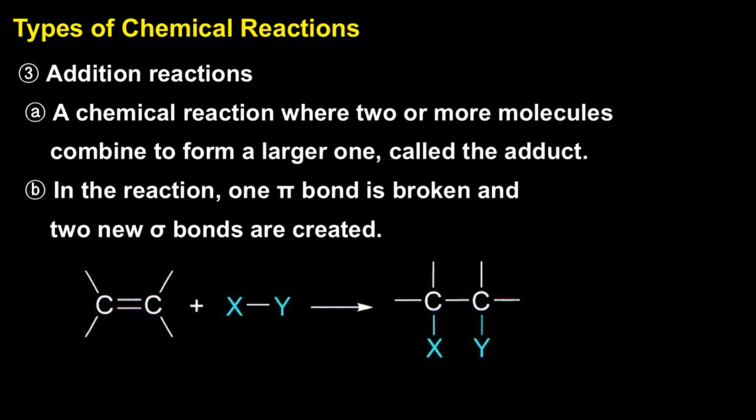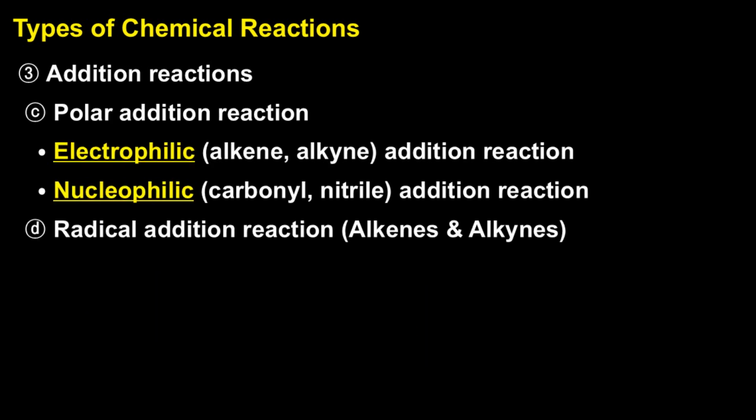Next, let's take a look at addition reactions. These happen when two or more reactants come together to form a single product, what we call an adduct. In most cases, a pi bond is broken, usually from an alkene, alkyne, or carbonyl compound, and two new sigma bonds are formed in its place. Since pi bonds are generally weaker than sigma bonds, this kind of reaction tends to be energetically favorable, which is why addition reactions are so common in organic chemistry.